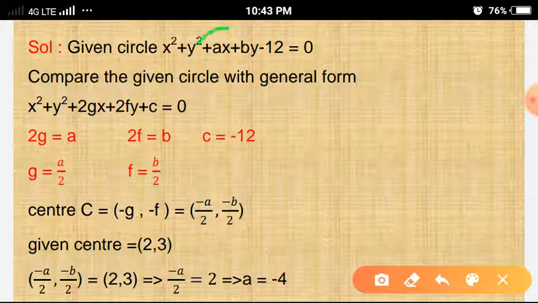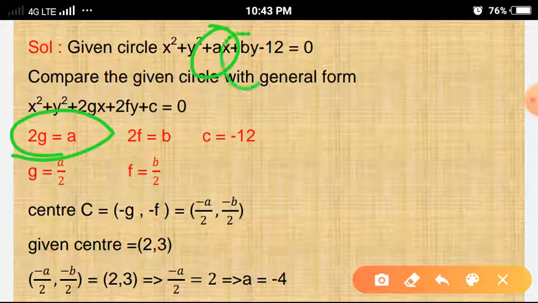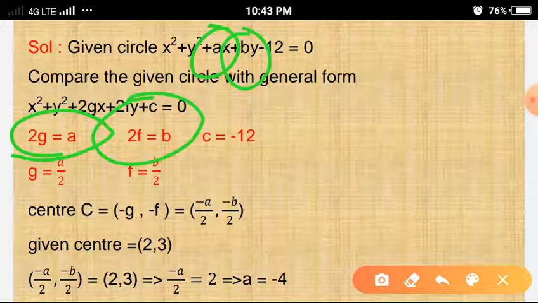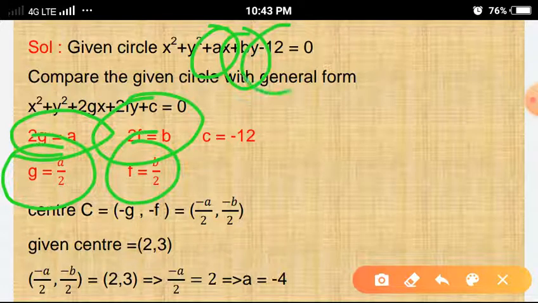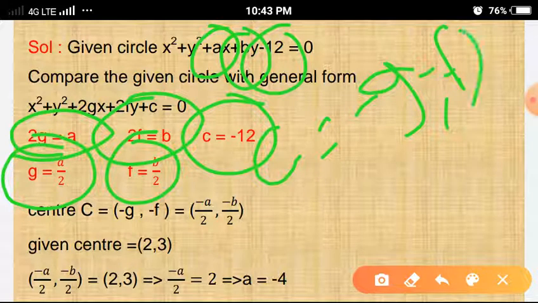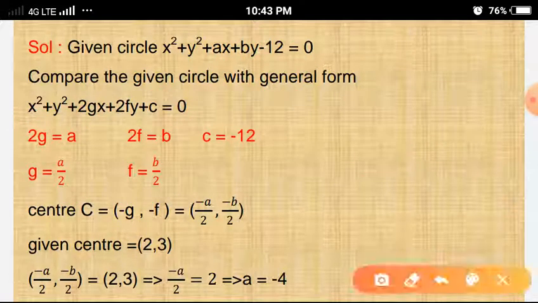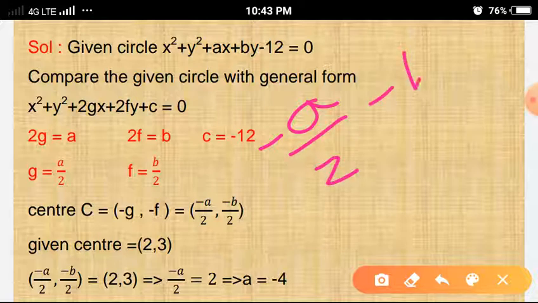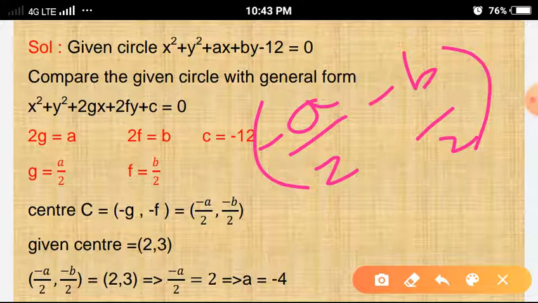By comparing the x coefficient and y coefficient, we get the g and f values. Here the x coefficient is a, then 2g is equal to a. Here the y coefficient is b, then 2f is equal to b. Here g is equal to a by 2, f is equal to b by 2. By comparing the constant, c is equal to minus 12. Then the center is equal to (minus g, minus f), minus g means minus a by 2, minus f means minus b by 2. This is the center.